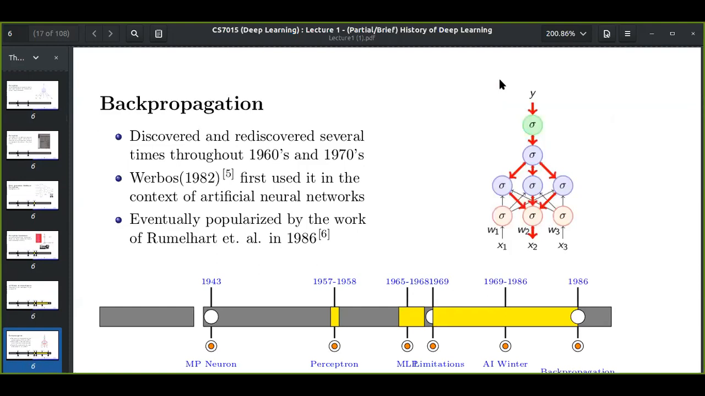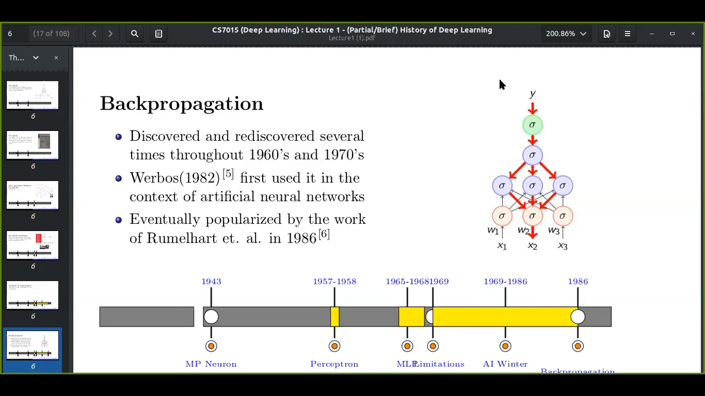Then came the concept of backpropagation. It was discovered and rediscovered several times throughout the 1960s and 70s. Then again in 1982, it was first used in the context of artificial neural networks. The mathematical concept of backpropagation was already there, but in 1982 it was first used in the context of artificial neural networks.